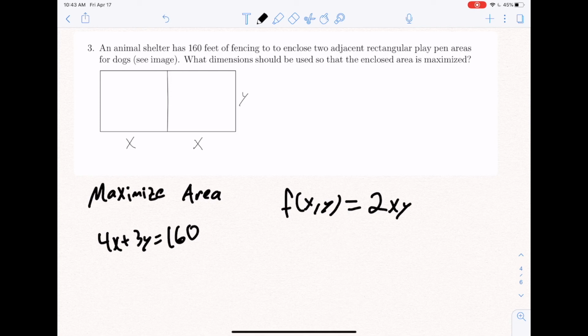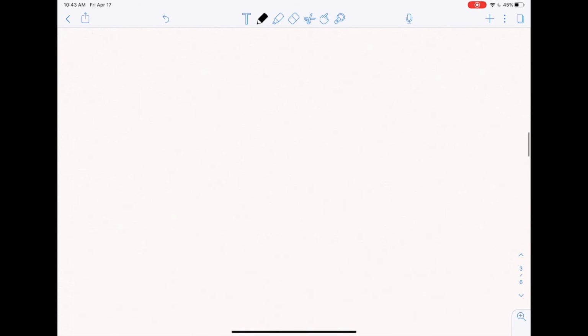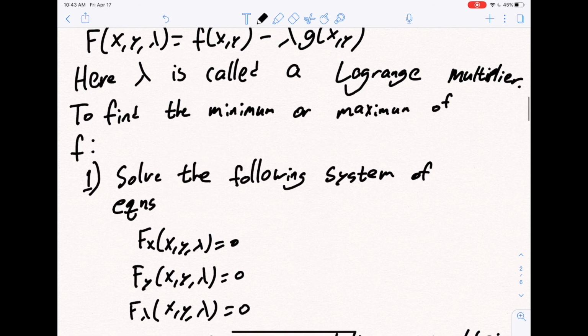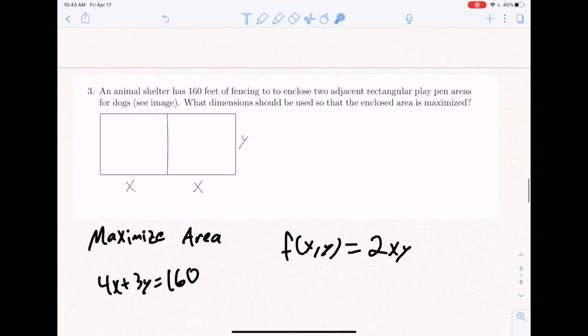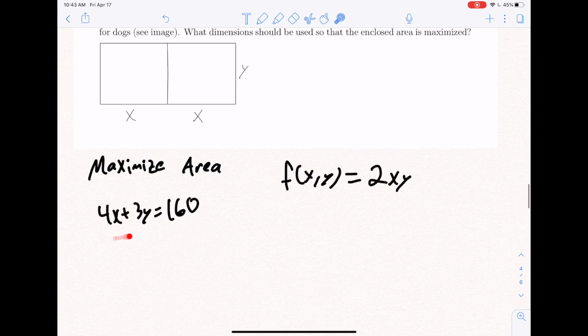Okay? But remember that in this Lagrange multiplier method, the constraint has to be some g of x, y equals 0. So with that in mind, is there any way to rewrite this to be some sort of g of x, y equals 0? Well, yeah. If we let g of x comma y equal 4x plus 3y minus 160, then g of x, y would equal 0 at the particular x and y's.